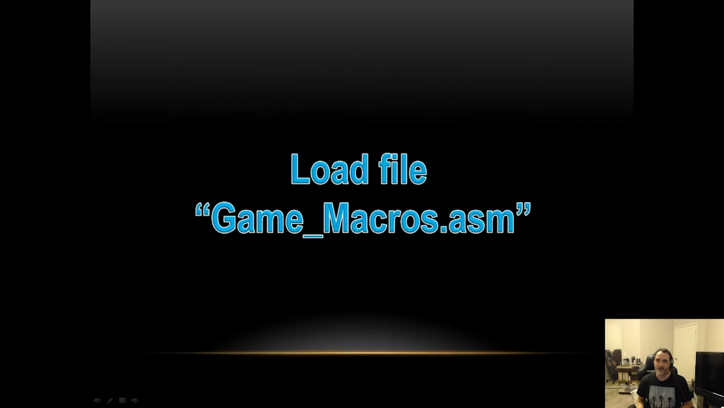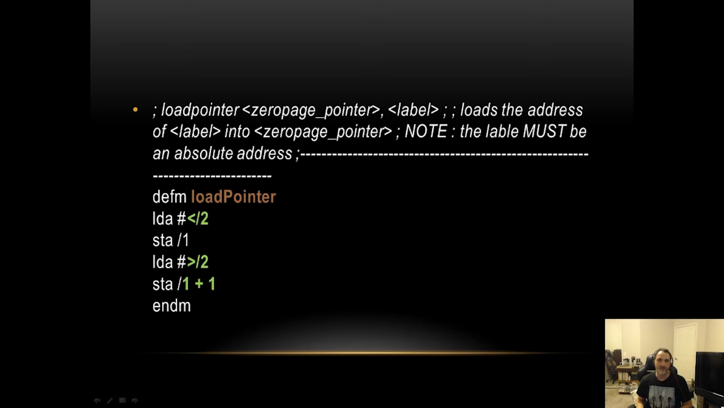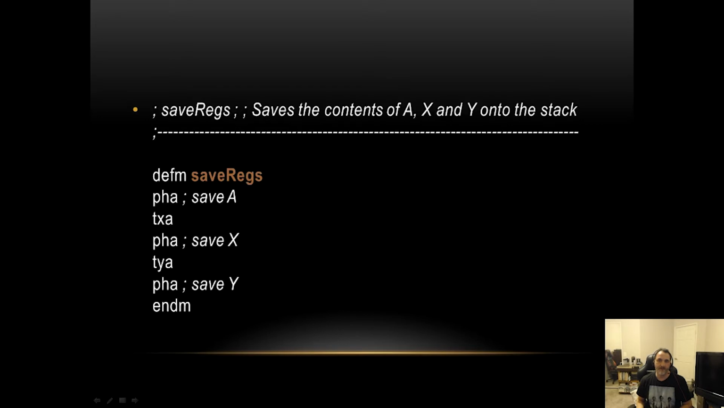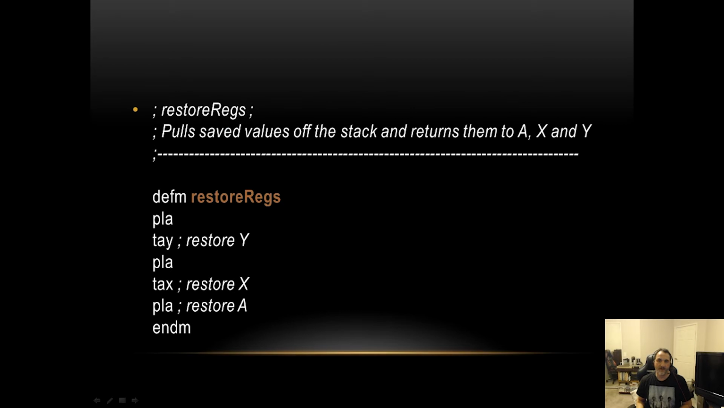And here's our next one. This is game_macros.asm. Again, I'm not going to go into full explanation, but these are here from load pointer to copy pointer to add pointer, save reg, and restore reg. And these are going to be in place to make things easier as we're going through the program. You'll see them as we go throughout the series.